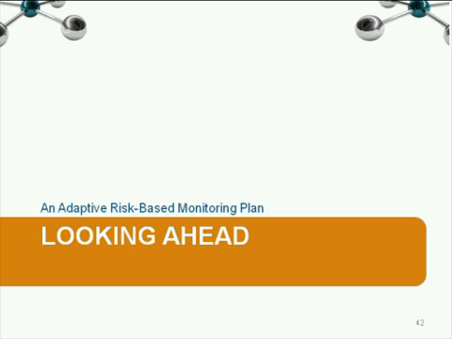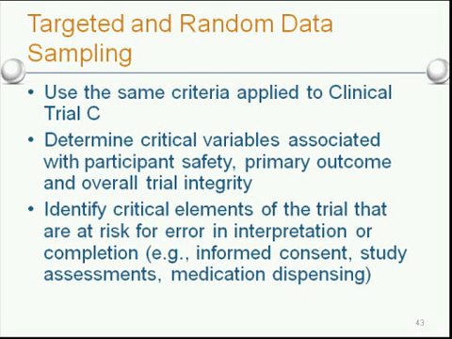So looking ahead, we've learned a lot in the last 7 years, and we're thinking a lot more critically from the very beginning. When we first get a protocol concept, we're already thinking about what we're going to be concerned about, what the risks in the trial are that we can help to mitigate. So, thinking about being proactive, we started to use the same criteria that we've applied to clinical trial C, where we're using that more tailored and adaptive approach.